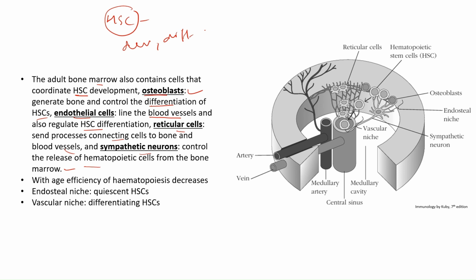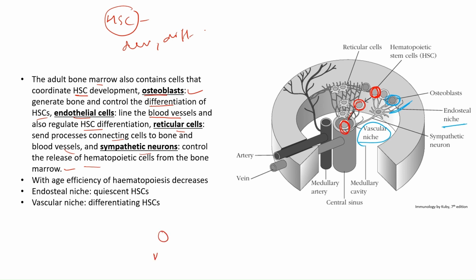Now, if you see the diagram, here this is the hematopoietic stem cell. Apart from the hematopoietic stem cell, here we have osteoblast cells also, and this region is known as the endosteal niche. Apart from this, in the center, we have arteries and veins. That means this is the vascular niche. Now, the hematopoietic stem cell, as you can see the arrow here, is coming towards the center.